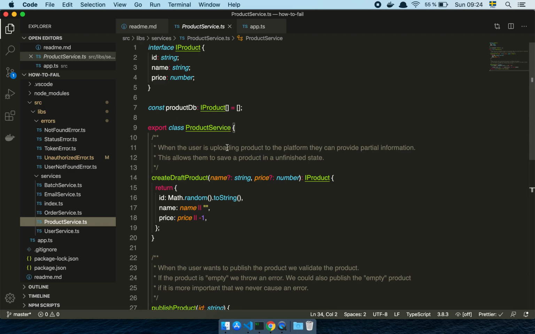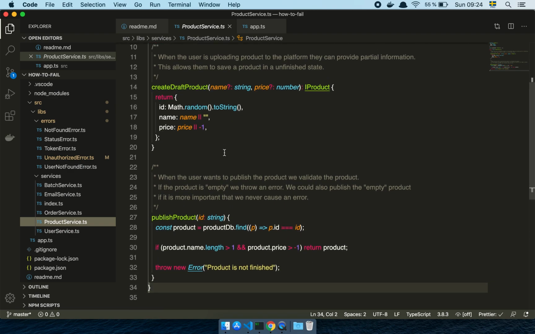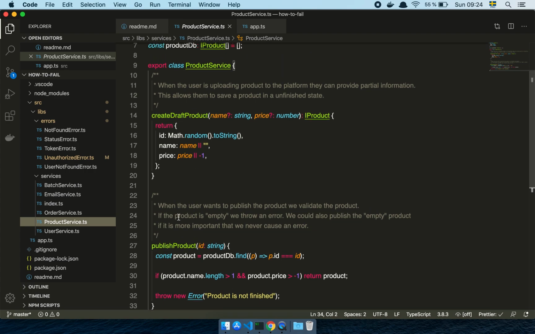So here I have a product service, and I have two methods here, which are called create draft product and publish product. The intention behind create draft product is that, let's say that we have a system where people can upload their products that they're going to sell on our web shop, right? Well, when they're designing their products, they might be inputting a bunch of different information. It might be the case that we don't want them to be forced to submit all the information at the same time. And you might want to allow them a draft type of work style.